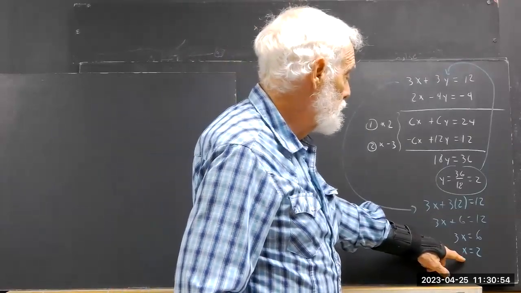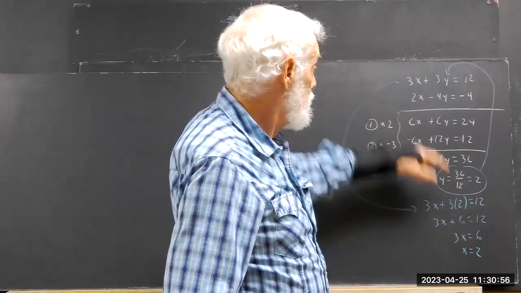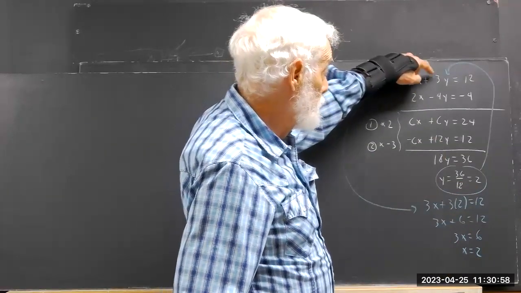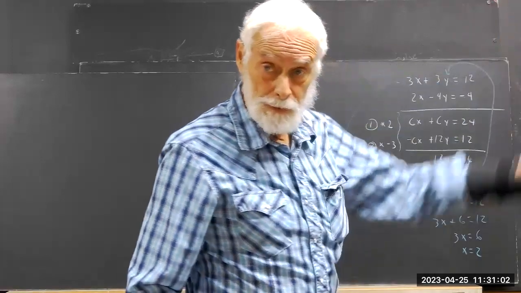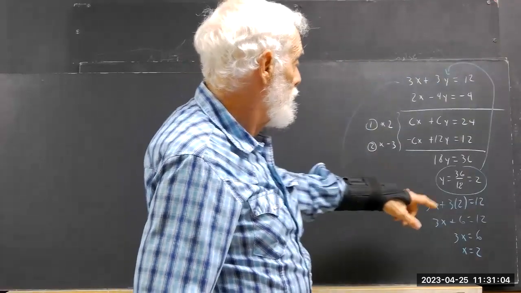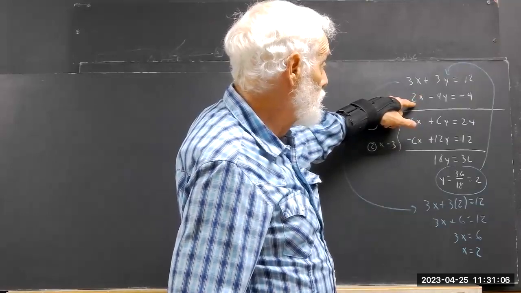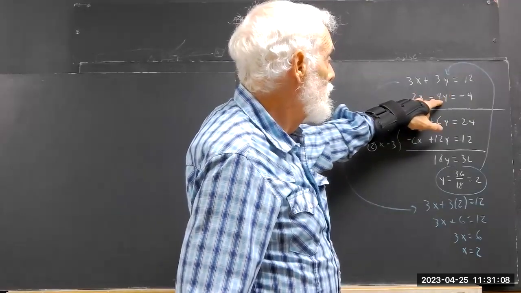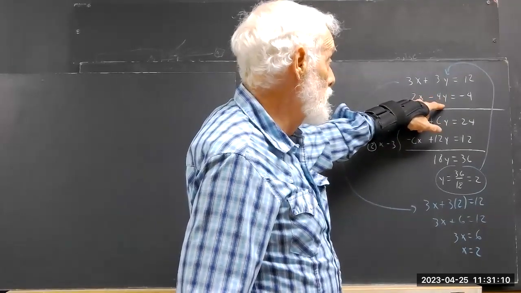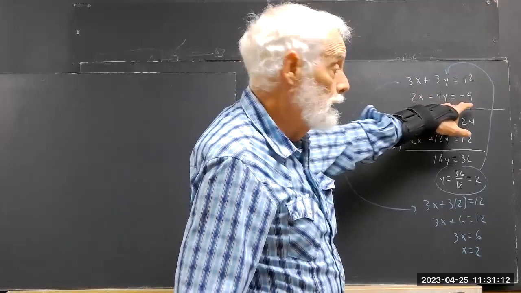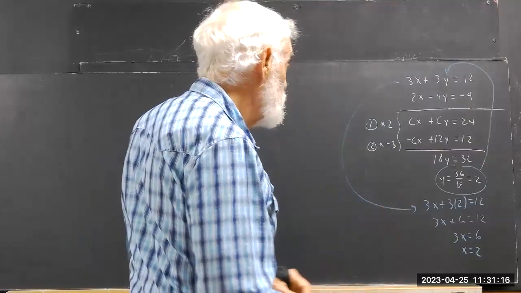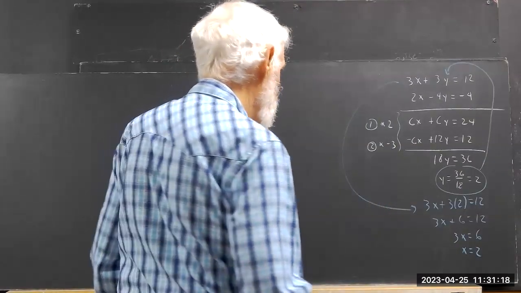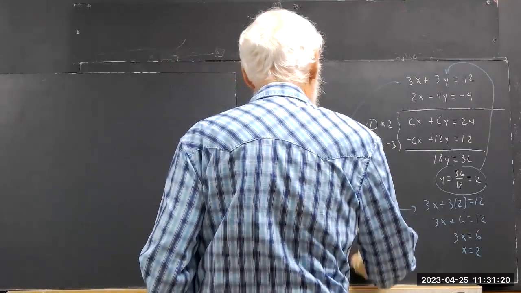We plug 2 in for x and 2 for y. 3 times 2 is 6, 3 times 2 is 6. 6 and 6 is 12, that checks. 2 times 2 is 4. -4 times 2 is -8, 4 and -8 is -4, that checks. This also checks with our graph.